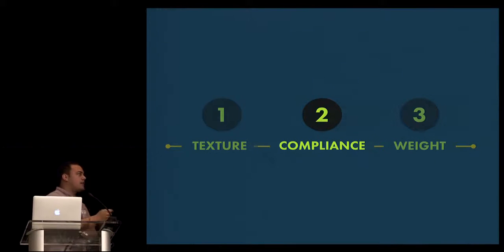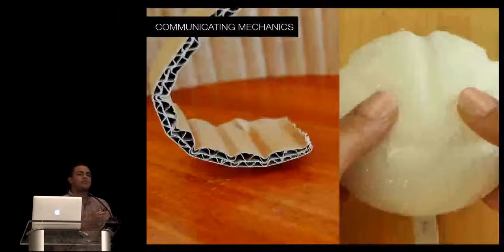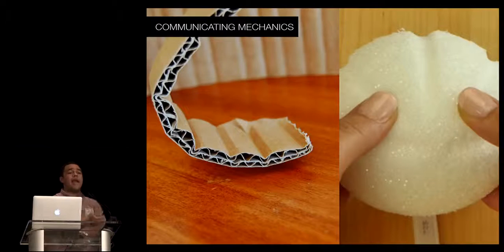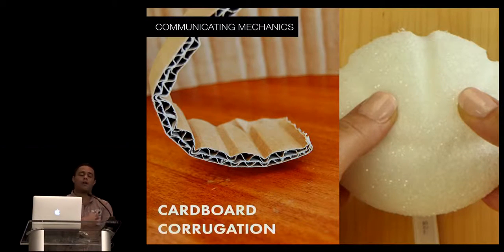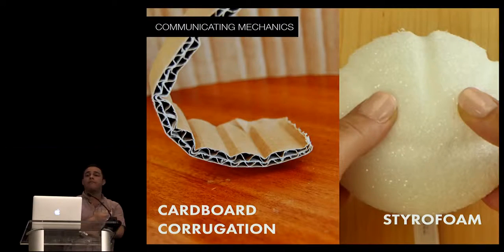In this next set, I'll be talking about compliance. Compliance is usually used to convey the mechanics, how you actually move an object. So in the case of cardboard corrugation, it conveys that cardboard is an anisotropic material. It only bends in one direction. Whereas styrofoam also conveys this type of impressionability, right? And it's a much more playful interaction.